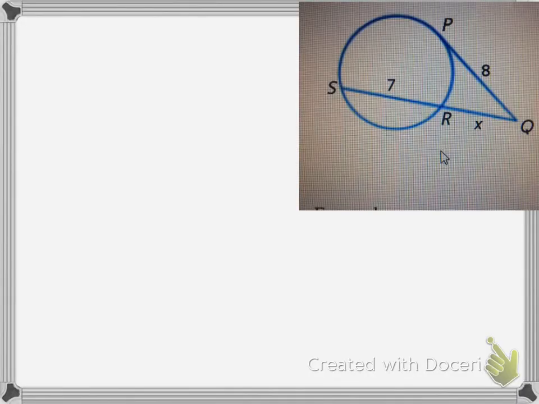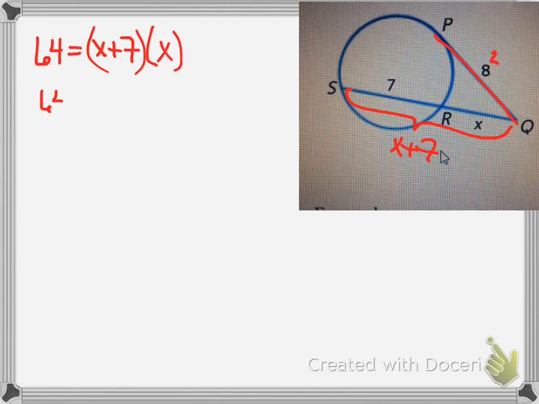here I would say 8 squared. And then over here I'd have to add x plus 7. So notice how you take the part that's on the outside and inside, add them up, and multiply it times x. So I'd have 64, since 8 squared is 64, equal to x plus 7 times x. That would give me 64 equals x squared plus 7x.